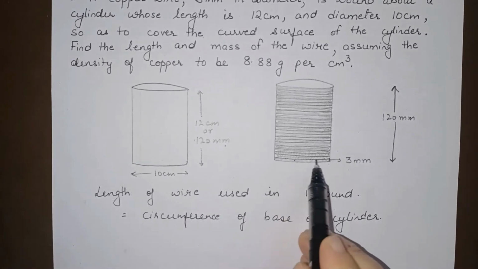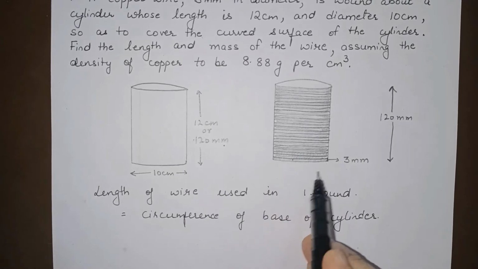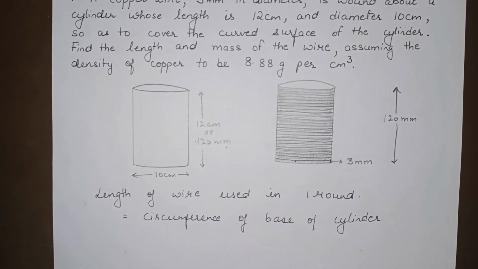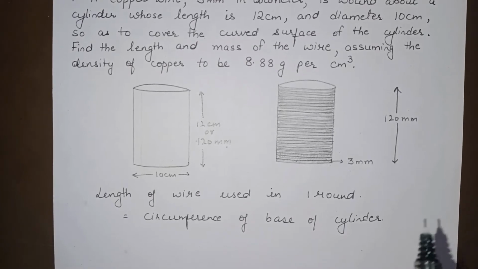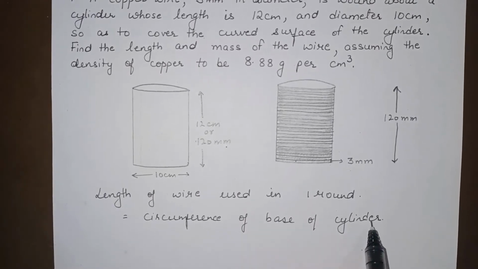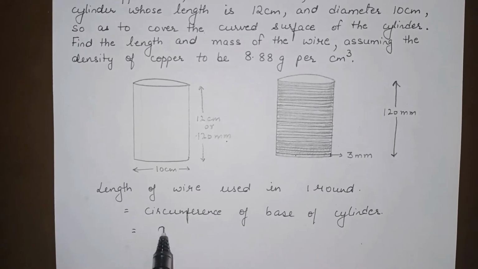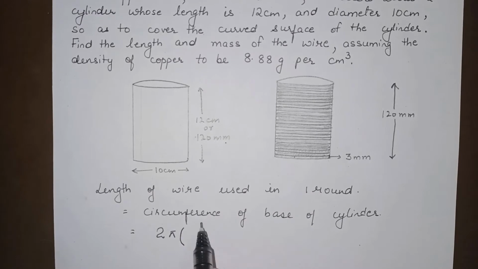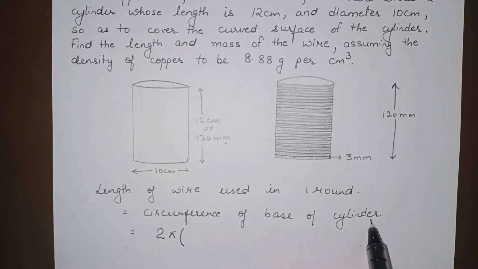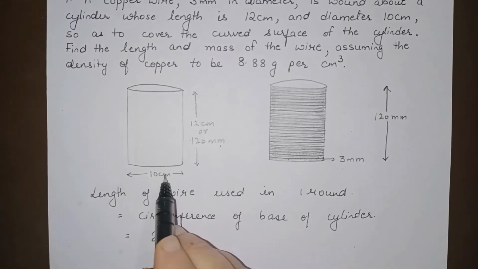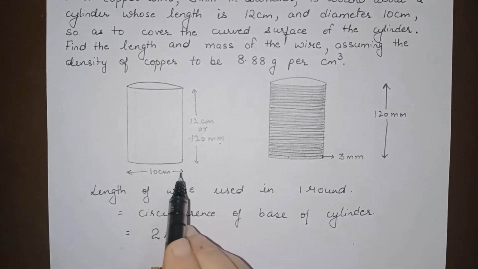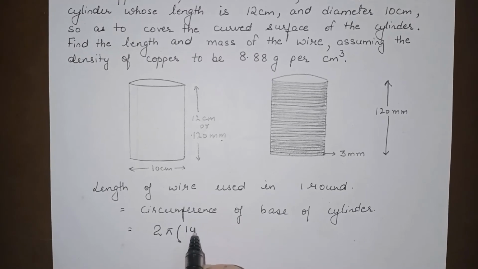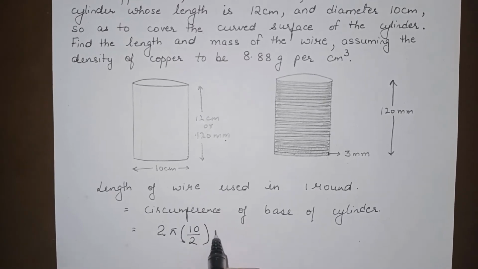See, this wire is wrapped around a cylinder. So in 1 round, the length of wire used will be circumference of the base of cylinder. That will be equal to 2 pi, and here since I am taking circumference of the base of cylinder, so radius will be used as the radius of cylinder. Diameter is given to be 10, so radius will be 10 by 2.